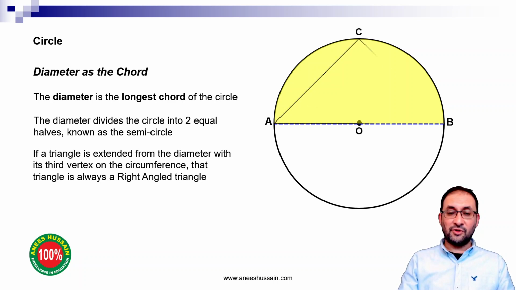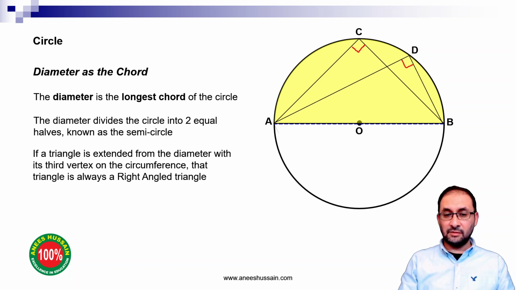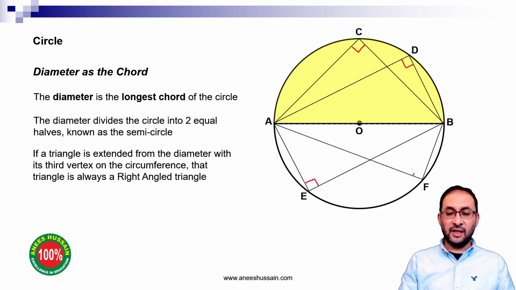So for example, triangle ACB here is going to be a right triangle where angle C is 90 degrees. I can draw it at any side, either above or below, as long as it touches the circumference. For example, triangle ADB here will also be a right triangle. If I draw it below, like triangle AEB here, that is also going to be a right-angled triangle, and triangle AFB here will also be a right triangle. So remember, the diameter always subtends a right angle onto the circumference of the circle.